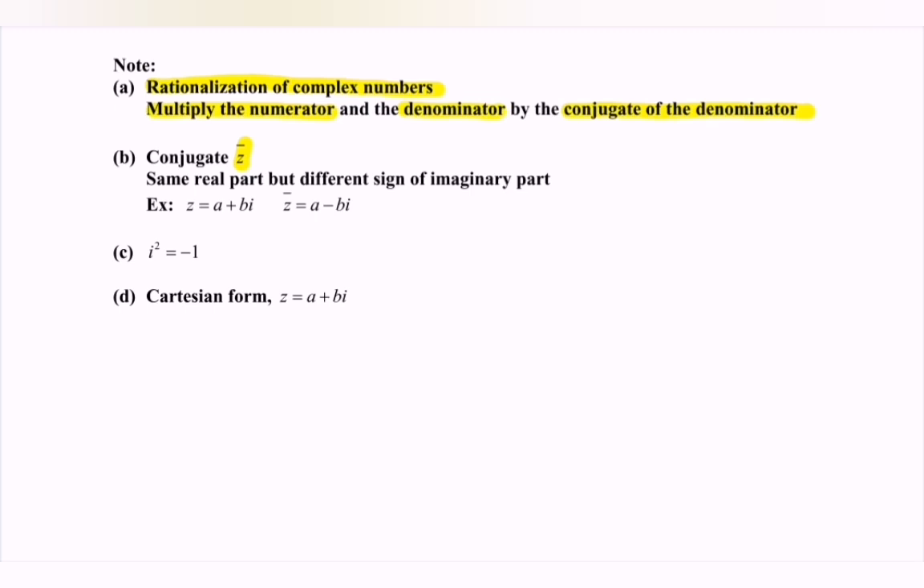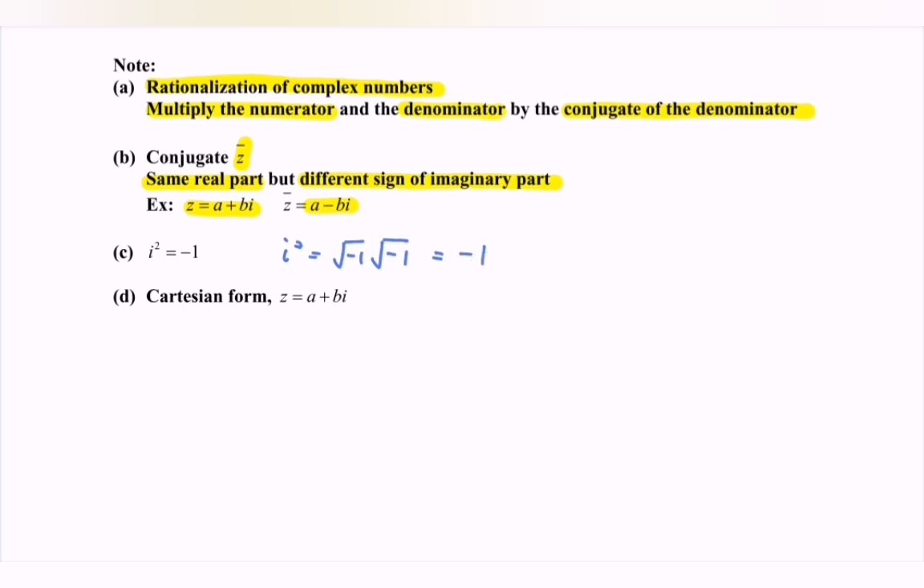What is the conjugate? Same real part but different sign for the imaginary part. Let's say we have z is equal to a plus bi. What is the conjugate of z? It will be a minus bi. Focus on the imaginary part. Next, we have i squared, which is equal to negative 1. Reason? i squared is actually equal to the square root of negative 1 multiplied with the square root of negative 1. So the answer will be equal to negative 1.